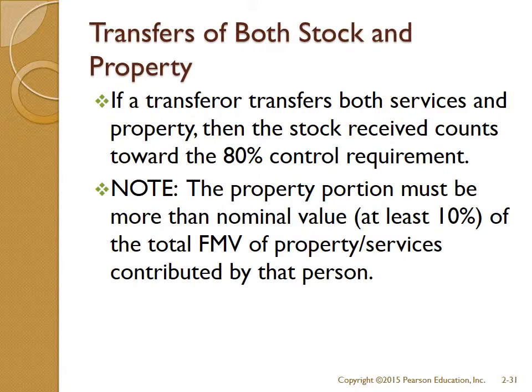Okay, transfers of both services and property. If a person transfers both services and property, then the stock received counts towards the 80% control requirement. The property portion must be more than nominal value, which means at least 10% of the total fair market value of the property and services contributed by that person. So basically, you can't just throw in a tiny bit of property that makes up something like 1% of the transaction and have that count towards the property requirement. It has to make up a substantial portion.